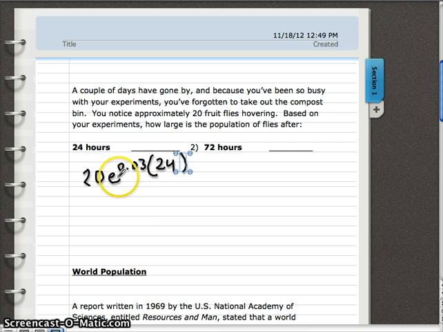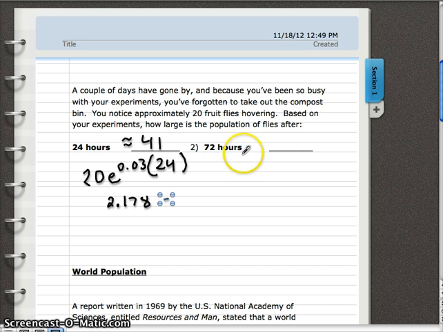If you don't, you're going to have to use 2.718 instead of e and raise that to this power and multiply by 20. If you're able to do that, you should get approximately, and it'll be a decimal. You can always round since we're talking about actual things, actual fruit flies. Let's round it to about 41 fruit flies existing after 24 hours. So we went from 20 initial fruit flies, we basically doubled within 24 hours. So they reproduce rather quickly here.